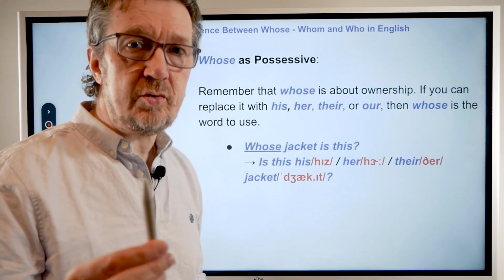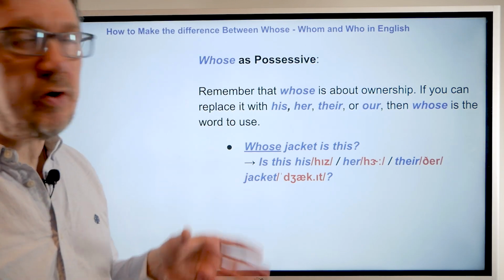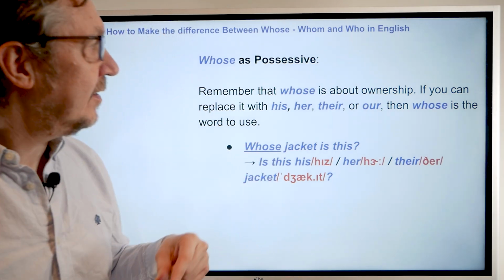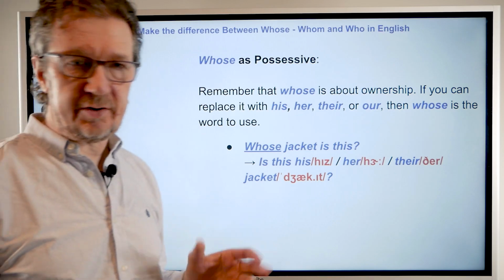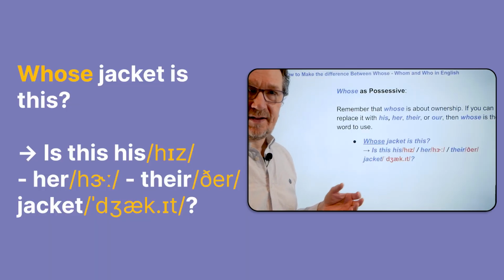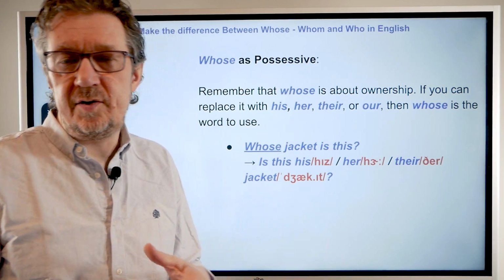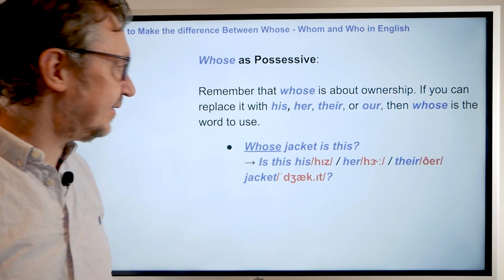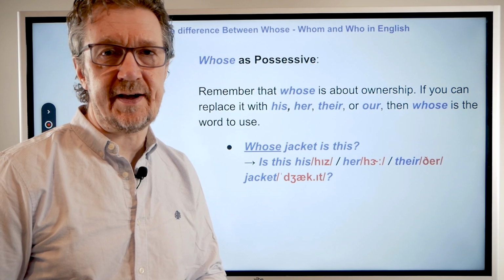That's a nice trick and a good way to practice it, a good way to work out how to do it. So remember that whose is possessive. We did speak about that before, and it's about ownership. So if you can replace it with his, her, their, or our, then you can understand that whose is the word to use. Whose jacket is this? This is his jacket. Okay? This is our jacket. Whose is this? This is his. Whose is that? This is theirs. You see what I mean? You can do this. It's a great way to learn it, and it's a great trick to have to make sure you get these right.